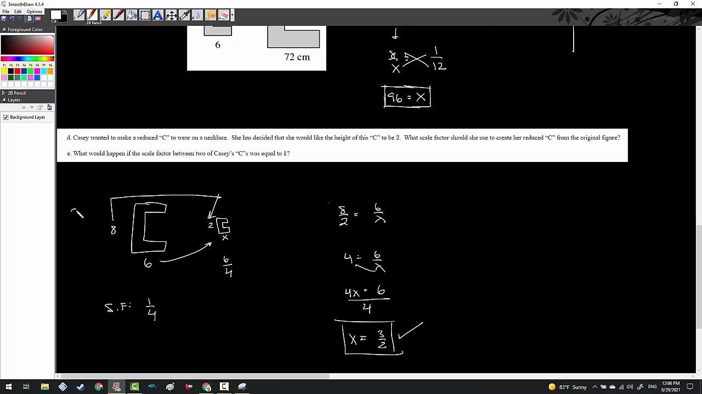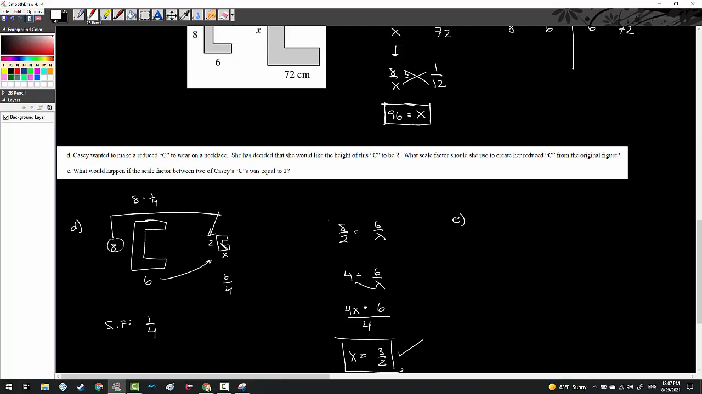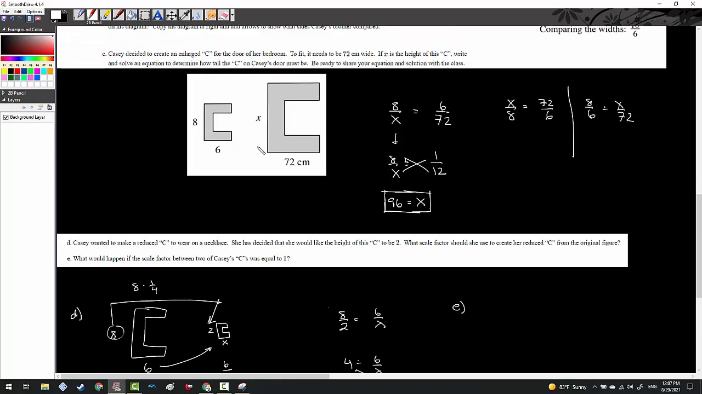So hopefully part D makes sense. All we did was we just shrank the thing. Now from here, what would happen if the scale factor between Casey's two C's was equal to 1? Well, essentially, right, what did we do? We took the 8 and we multiplied by 1/4. Well, I guess we kind of divided. And that's how we got the 2. We took the 6, divided it by 4, or multiplied by 1/4 to get the 6/4. We did the same thing here, right? In order to get the 6 to become the 72, we have to multiply by 12, right?